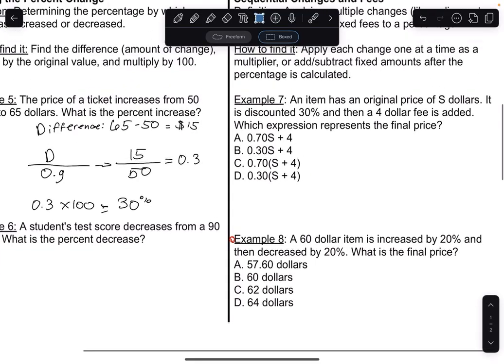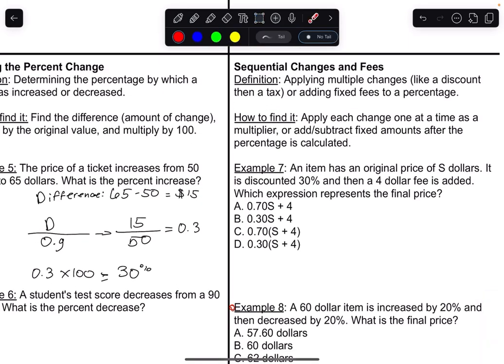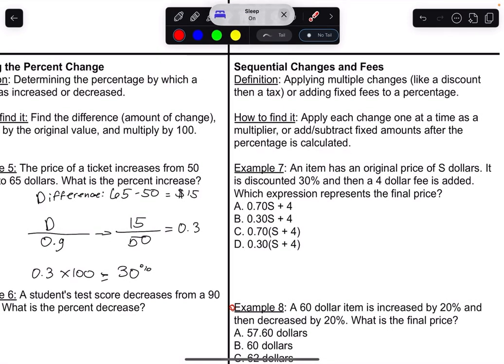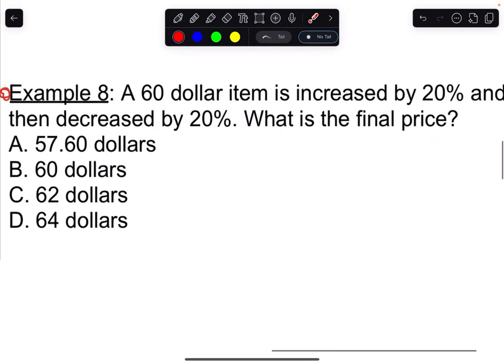All right. Last one's going to be number 8, which is what if you have multiple things happening? Because sometimes only one thing is not enough. So the good news is nothing too crazy happens. We just literally apply the changes one at a time. That's it. So if you have multiple percentages, great. If you have a percentage and then a fee, great. It doesn't really matter. You just apply it one at a time. So let's look at number 8.